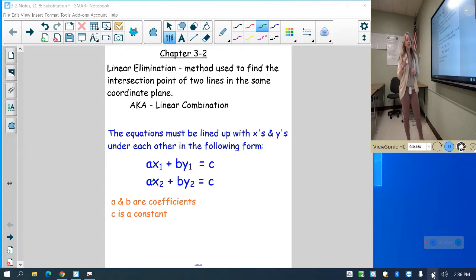Before you even start, you have to make sure that your equations are lined up. Make sure your x's are in one area and your y's are on top of each other and your constants. In order to do that, you're just going to add and subtract and manipulate the equation so that they look like this. Your a, b, and c are your coefficients and constant.